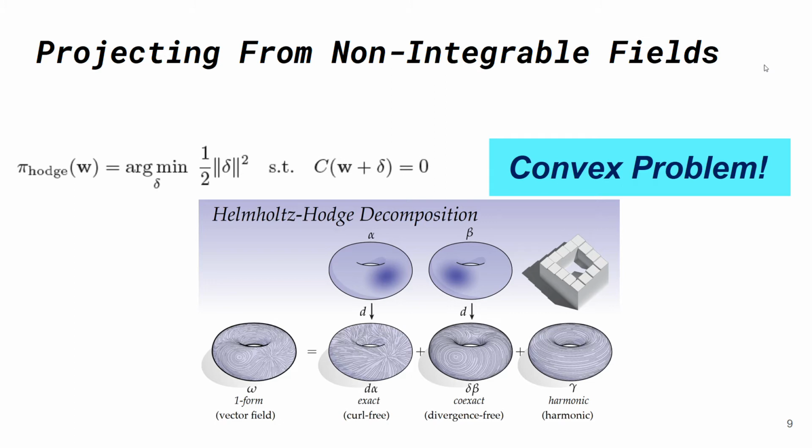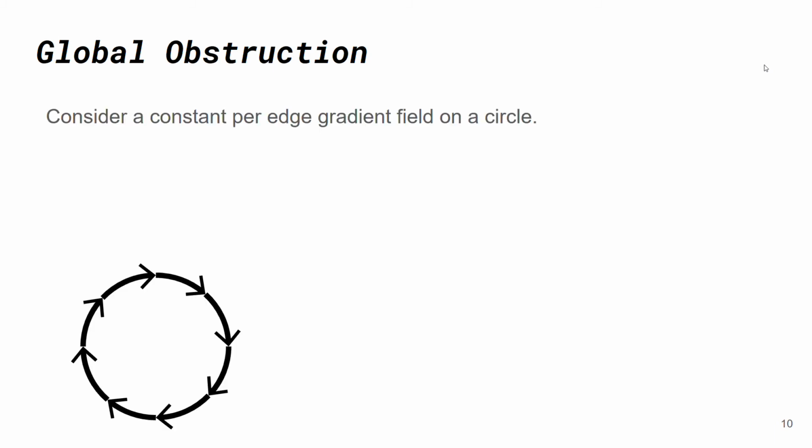something that has been very well studied in a number of contexts, which says that given an arbitrary vector field on a manifold, you can always decompose it into the sum of an exact form, a coexact form, and a harmonic form. And this gives us a projection onto the exact or curl-free component of an arbitrary vector field. But there's a global obstruction, which is that this only works for simply connected domains.